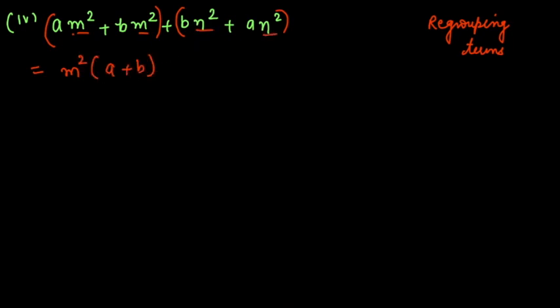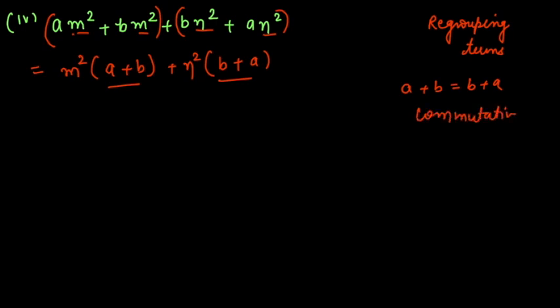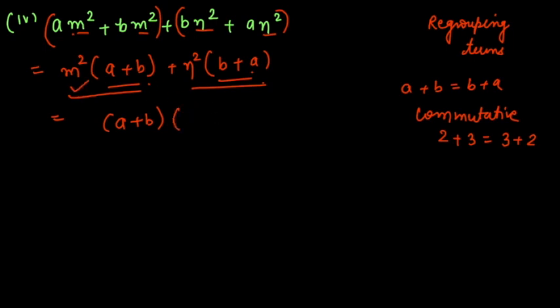In the second bracket, both the terms have n square, which can be a common term. I am left with b plus a. Aren't a plus b and b plus a the same? Because addition is commutative, right? We know that 2 plus 3 is the same as 3 plus 2. So I can write a plus b and b plus a as the same. Now when you are getting two terms in rearrangement, what is coming out common? A plus b is common. What I am left with from here is plus n square, which goes in the second bracket. So we have used the rearrangement or the regrouping of terms to solve the factorization of the given expression.